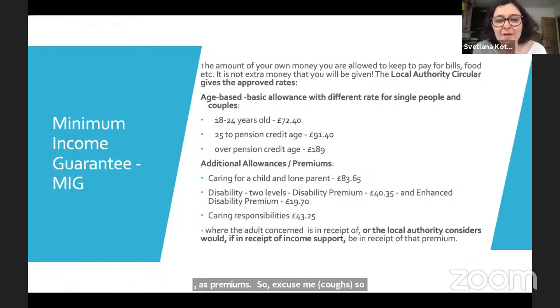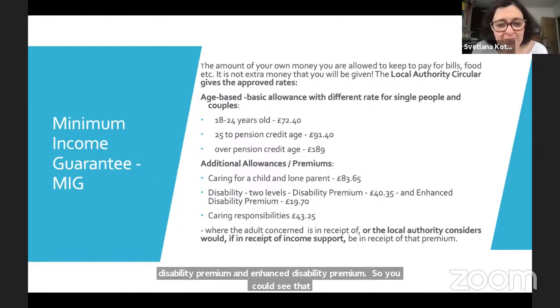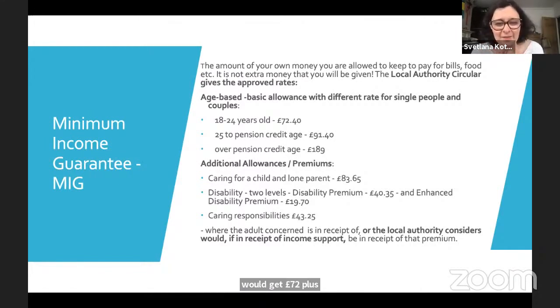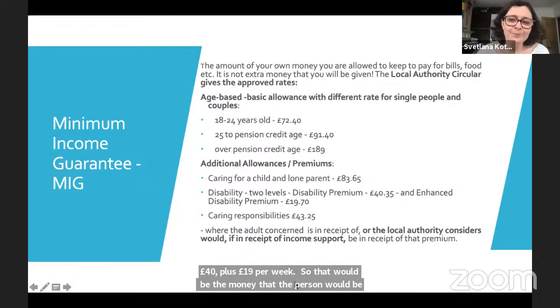So you could see that a young person, for example, with quite complex needs would get £72 plus £40 plus £19 per week. So that would be the money that the person would be allowed to keep to effectively live on.